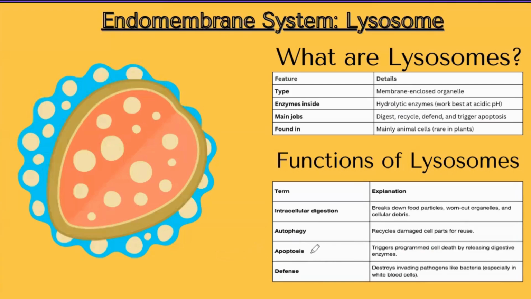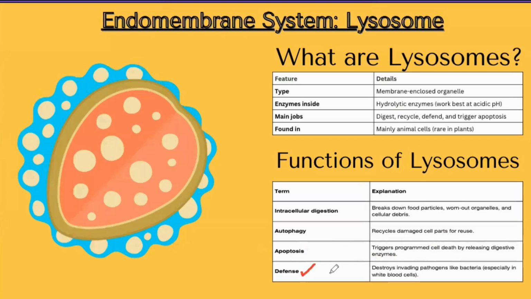So apoptosis is the allowing of programmed cell death to release these digestive enzymes. Oftentimes, cancer patients, for example, lack the ability in their cells to produce apoptosis. So that's a way that you can remember.